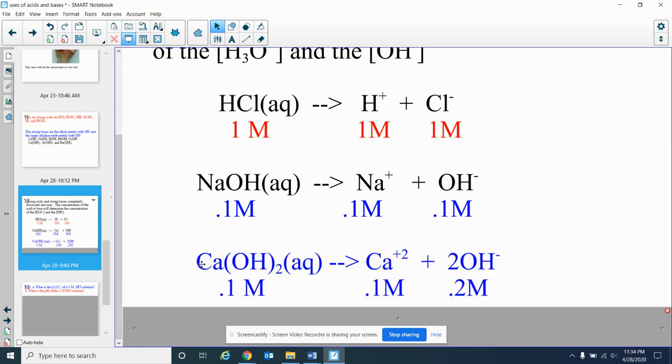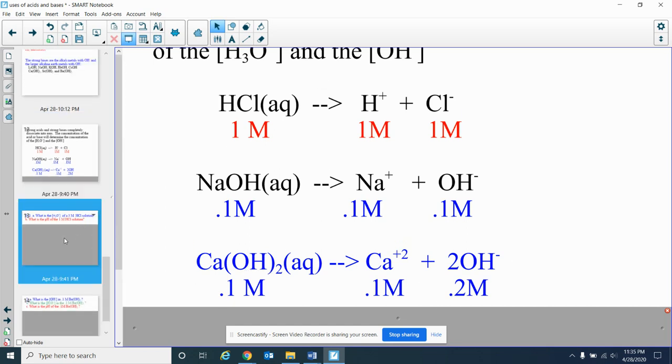With a base like calcium hydroxide, though, there are 2 OHs. So when calcium hydroxide breaks up in water, the calcium ion is 1-to-1, so it's 0.1 molar if this is 0.1 molar. But now you're getting 2 OHs out of it. So that means the OH minus concentration is double. It's 0.2 molar when the calcium hydroxide is 0.1 molar. So you get twice the concentration of OH minus when it's an alkaline earth metal base.